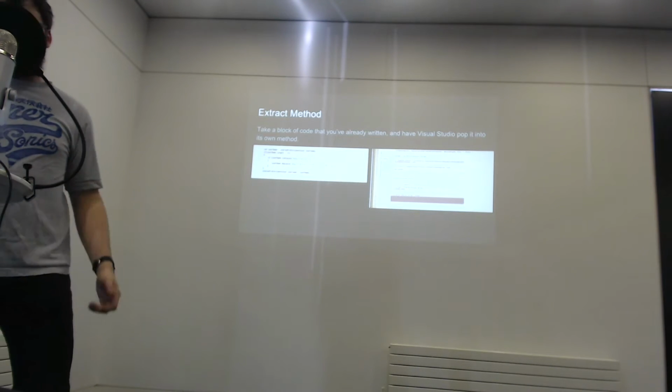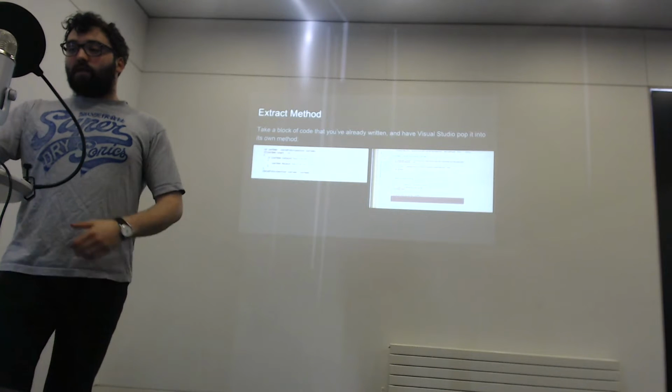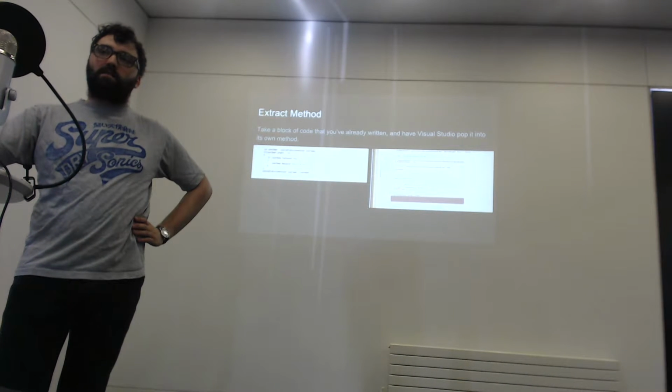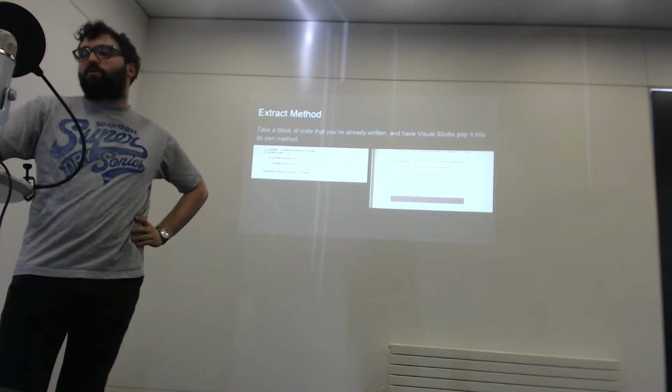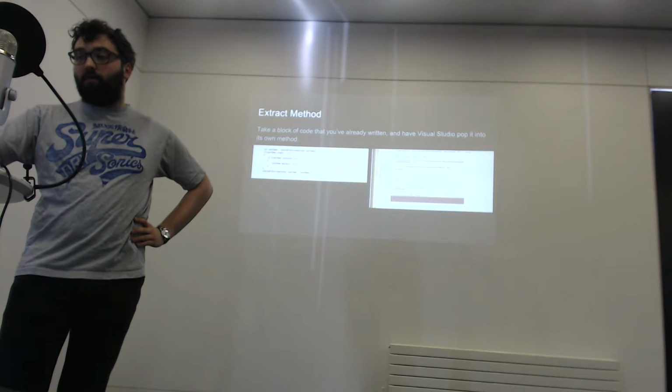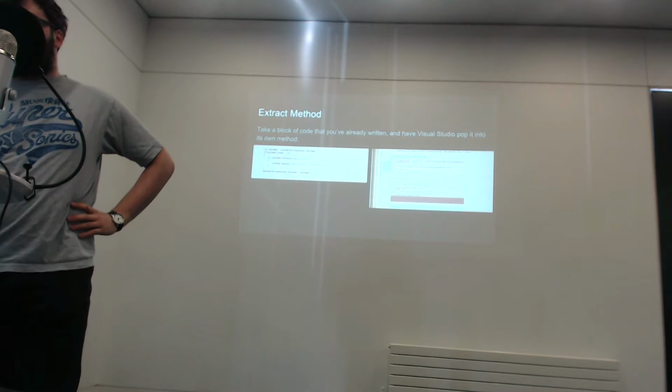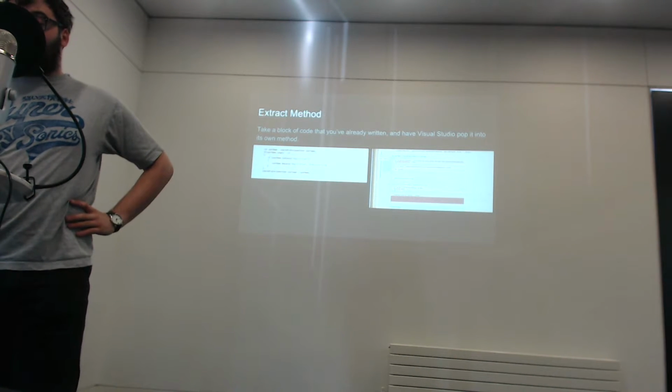Extract method. So this is, if you've written a block of code within another method and you kind of go, this could be its own method by itself, I could reuse this somewhere else, or it just doesn't really need to be in here, you can literally just take the block of code you've just written and extract it into a new method, and the IDE will just do this for you.